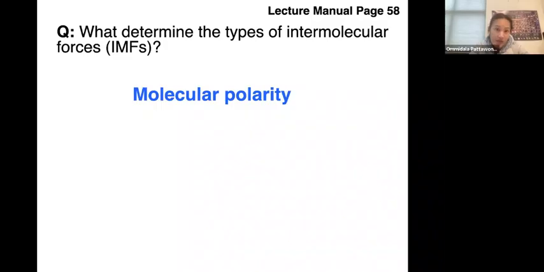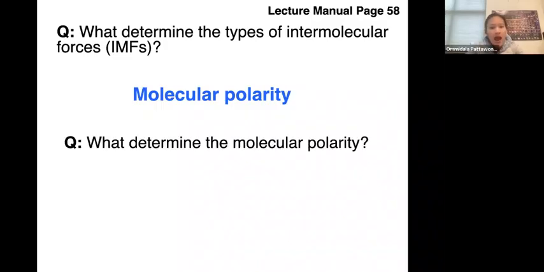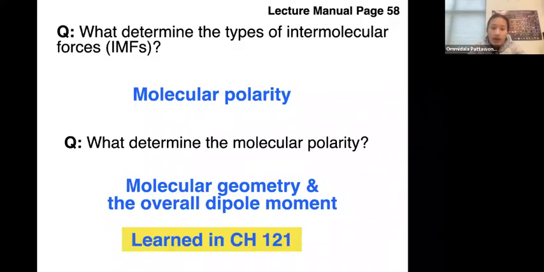You can tell the strength by that as well. Okay, so how can we determine the molecular polarity then? This is going to go back into Chem 121 again. In Chem 121, you learn about molecular geometry and also the overall dipole moment. Molecular geometry and the overall dipole moment determine the molecular polarity.